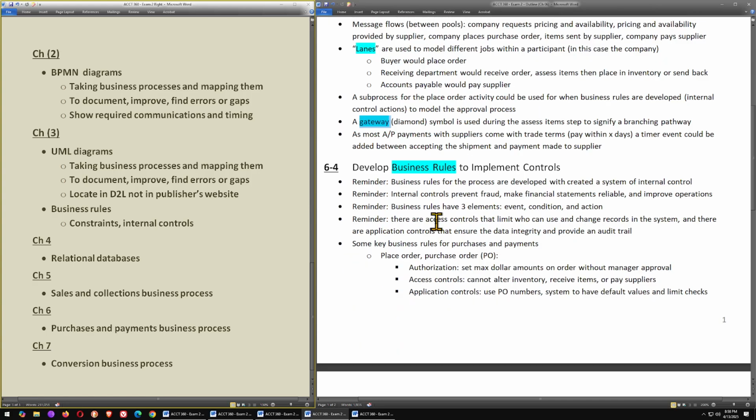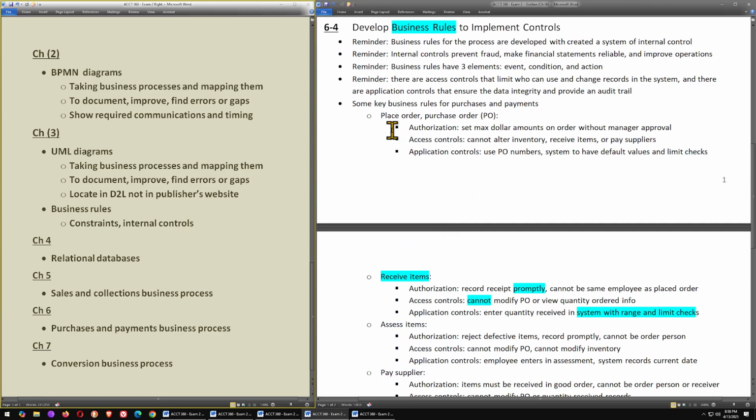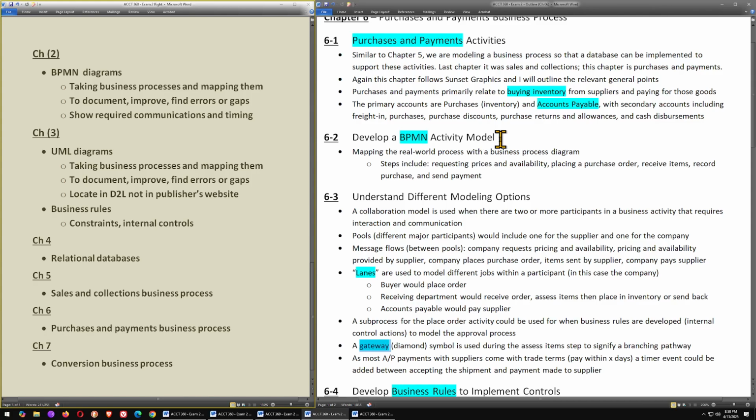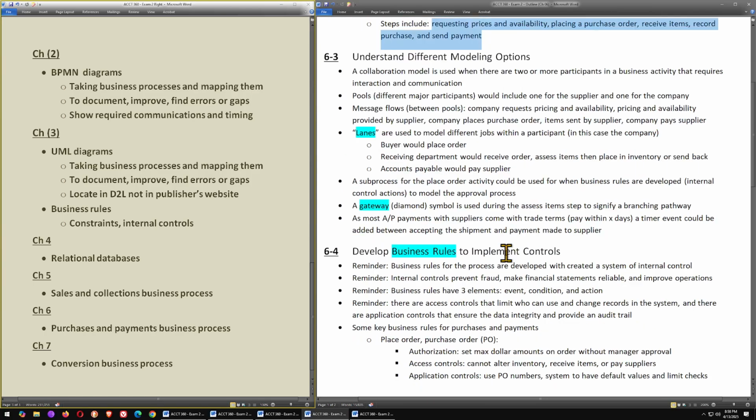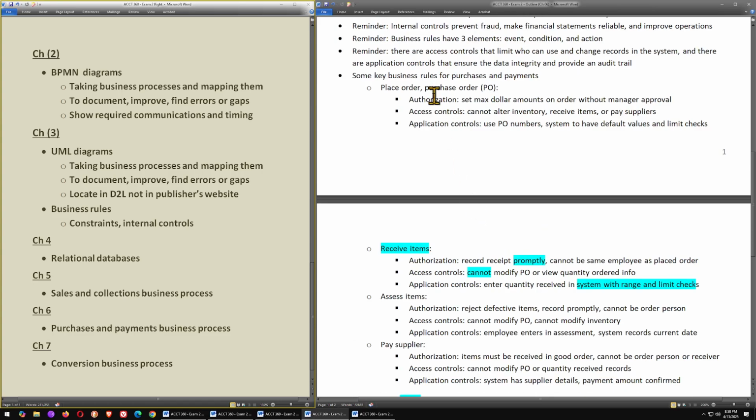We look at some of the business rules, and I take some of these. These are the business activities, the business process flow, and we have now separated them out. I'm showing one here: receive items. The authorization says what is the scope of the job and who is allowed to do it. Well, record the receipt promptly. Access control focuses on what other activities the person receiving items cannot do.